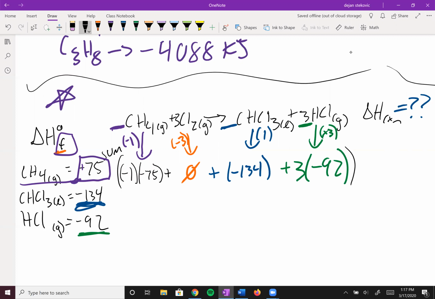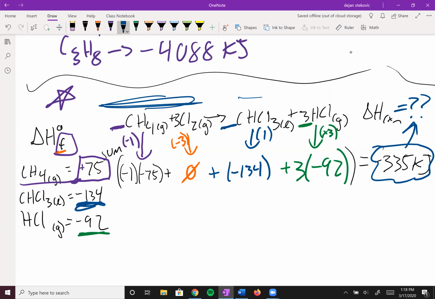And then if you go ahead and plug and chug through the math, what you end up getting is -335 kilojoules, which is then the answer. So overall, pretty simple to do. Reactants, flip the sign because you're destroying them, not forming them. Products, keep the sign the same. And then just pay attention to your coefficients. Coefficients will tell you what number to multiply it by. So overall, it should be pretty straightforward.